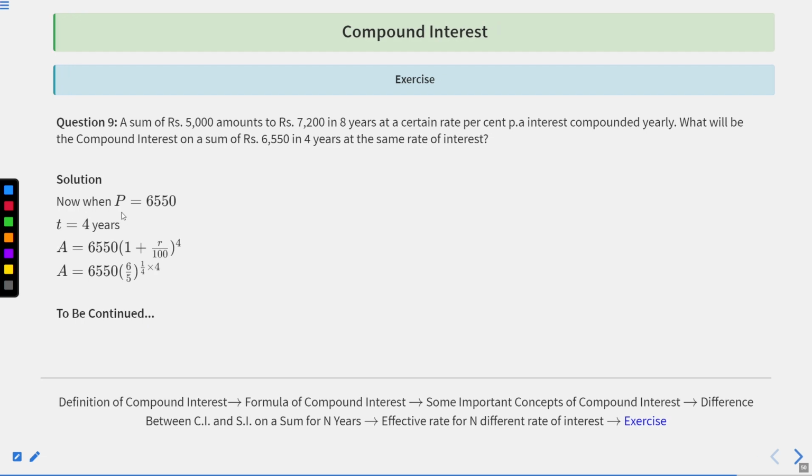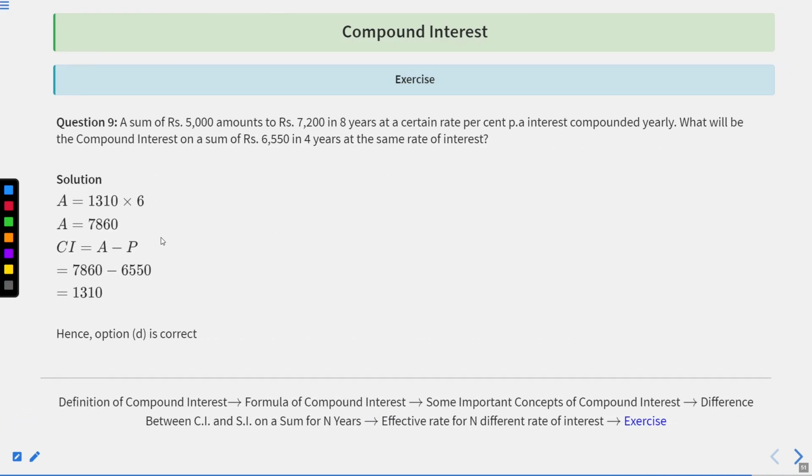So when P is equal to 6550 and T equal to 4 years, then amount is equal to 6550 times (1 plus R upon 100) to the power 4, and substitute the value of R. You will get amount is equal to 1310 into 6. That means compound interest is equal to A minus P, that is 1310. So the option correct here is option D.